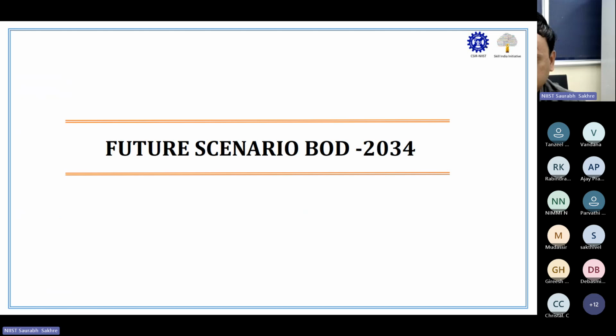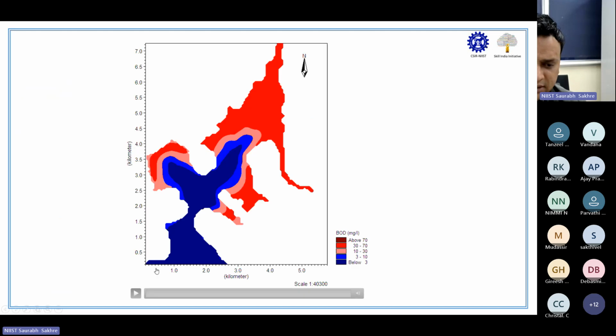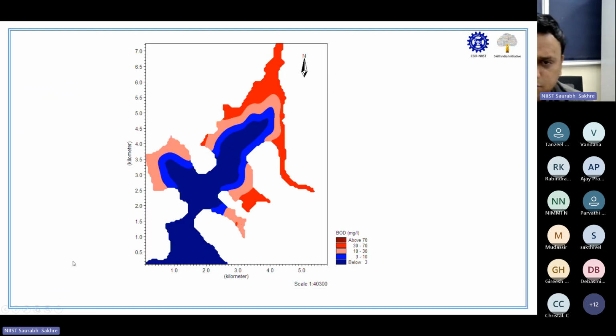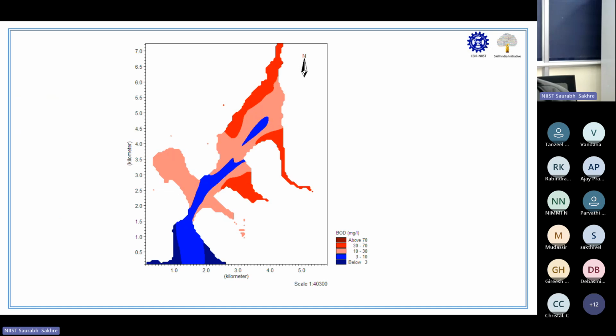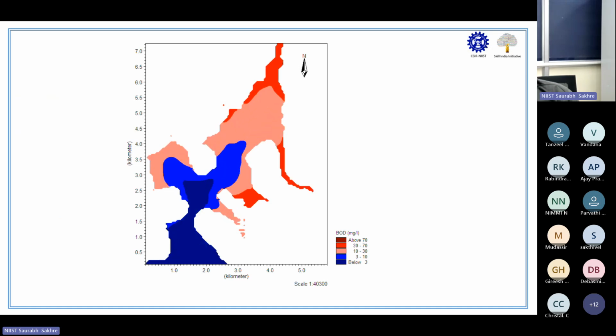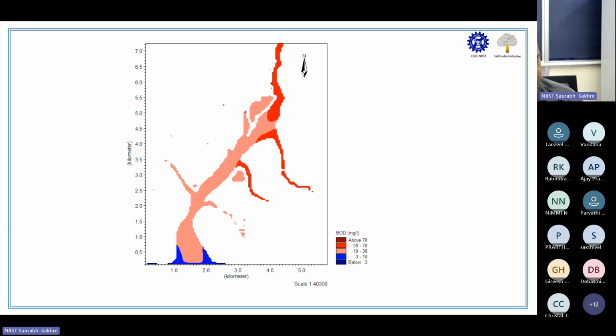This is the future scenario for 2034 and it will look like this. So I hope you are able to see the animation moving. Can anyone just confirm? Yes, sir. Yes, sir. Yeah, it's okay.